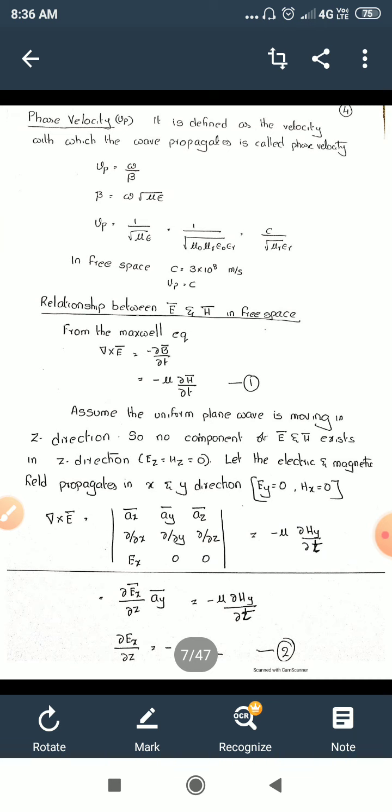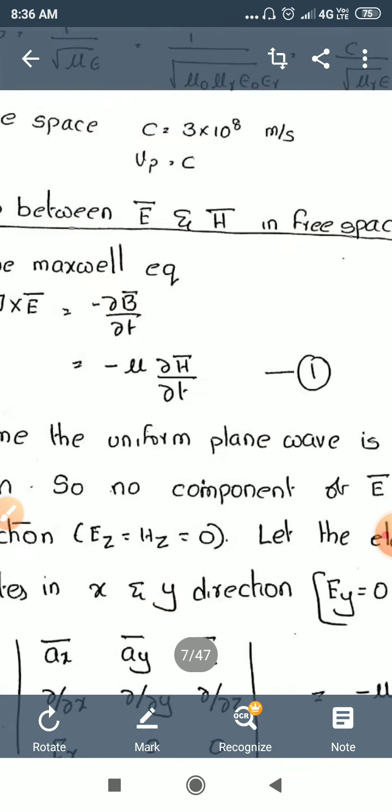Now we will go to the second case. So what is the next one? Relationship between E and H in free space. What is this relationship between electric field and magnetic field? We know the electric field and magnetic field are both mutually perpendicular to each other. So if Ex exists, Hy exists. If Ex exists, Hx will be equal to 0. If Hy exists, Ey will be equal to 0. These all things we know because both are mutually perpendicular.